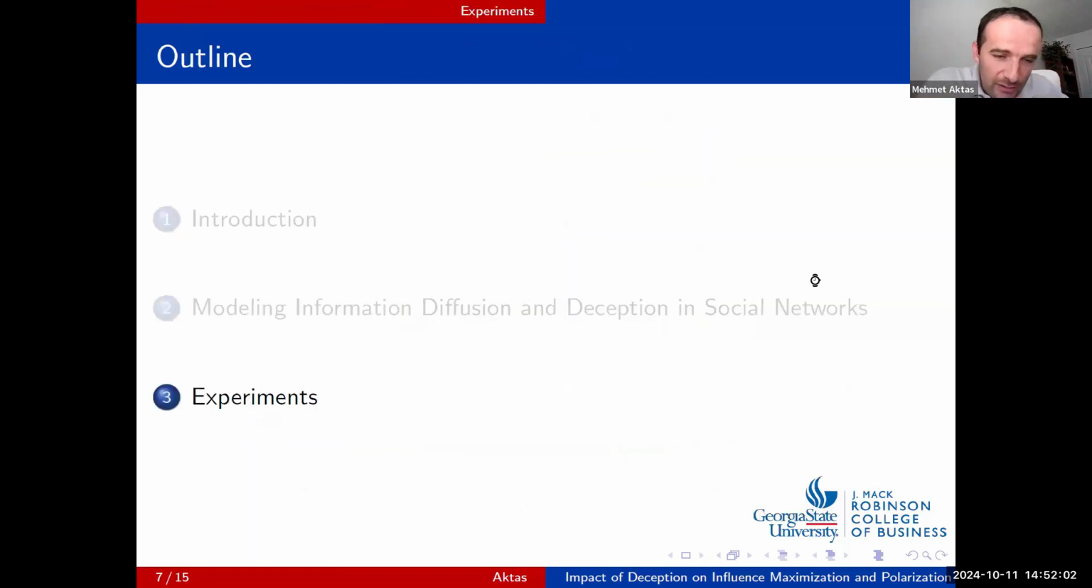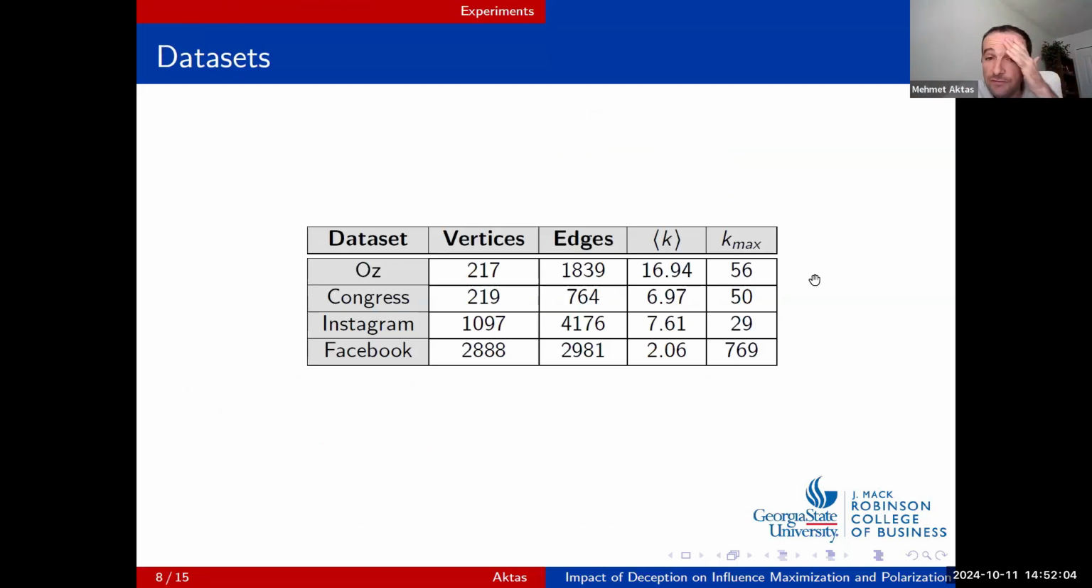All right, let's talk about our experiments. First of all, we worked on 4 different social networks. This Oz network is just a high school friendship network. Congress is the network of the US Congress. And Instagram and Facebook are, of course, online social networks.